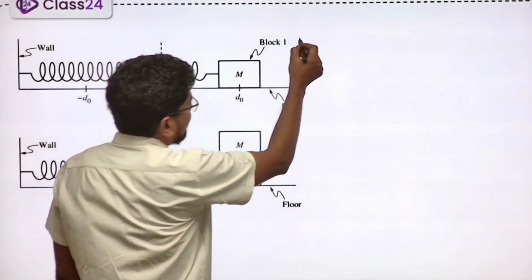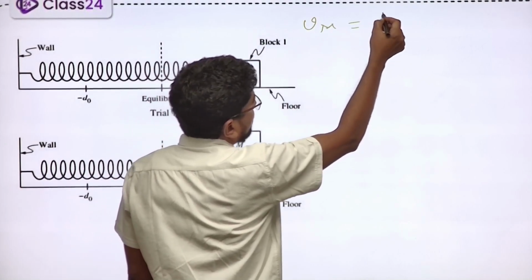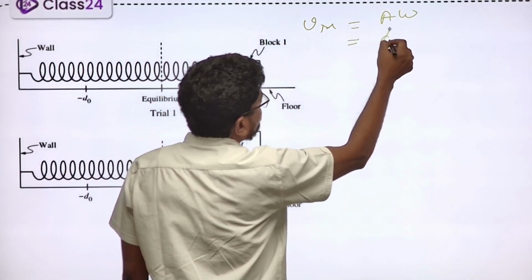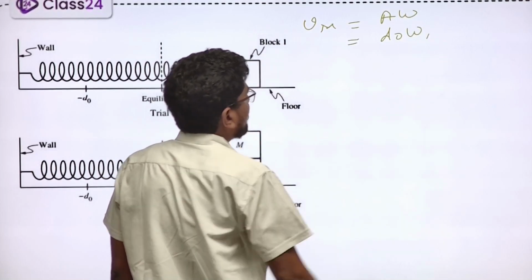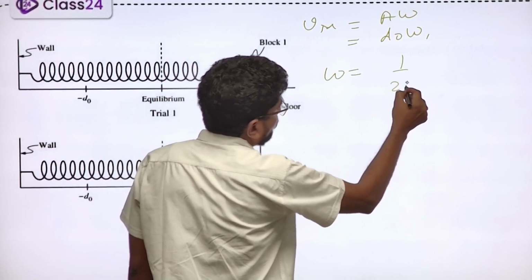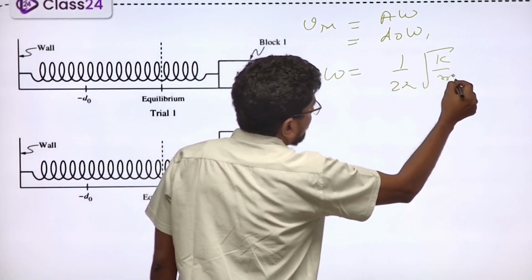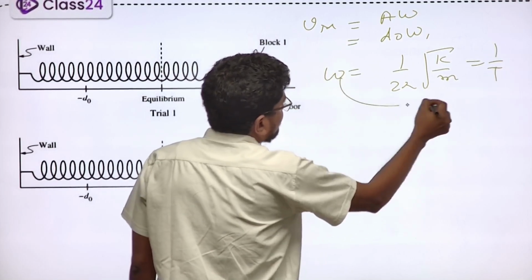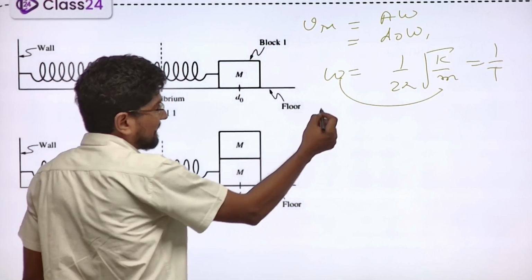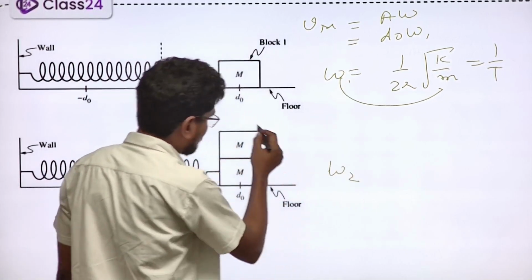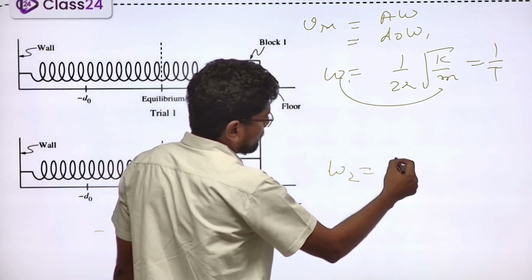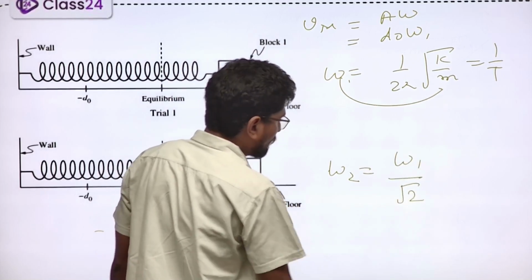As we know, we can write maximum speed using amplitude and omega. The amplitude is d naught, and in the first case omega is omega 1. The formula for angular frequency is 1 upon 2 pi root k by m, so omega is inversely proportional to root m. The spring constant is the same, but in the second case the mass is double. If we put m as twice m, it is obvious that the angular velocity becomes 1 by root 2 times.